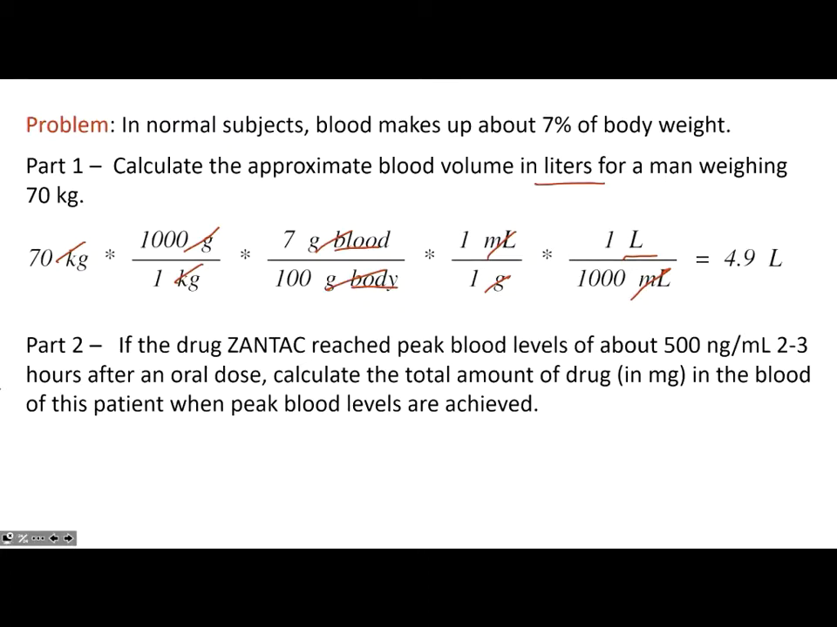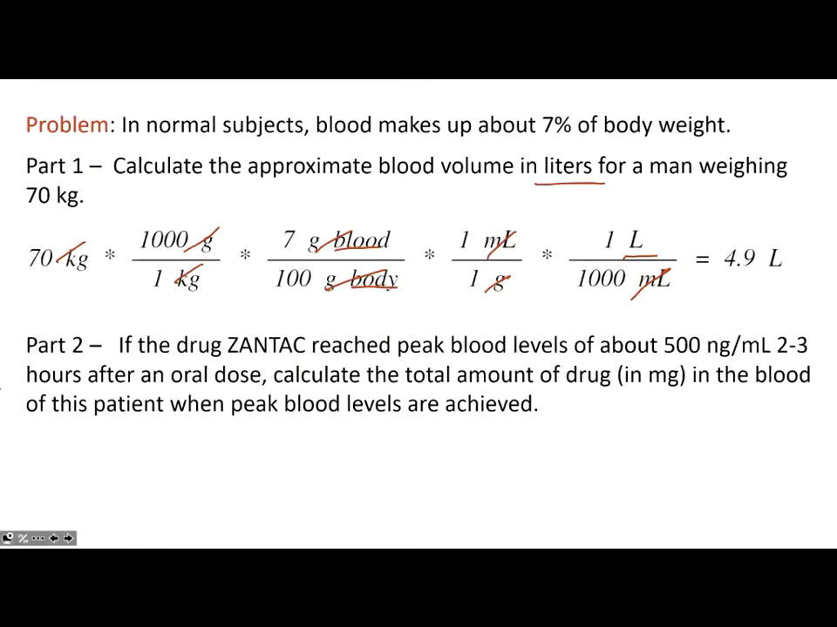All right, the reason we asked that question was that it tells you about on average how much volume of blood most people have in them. That's kind of important because you can use it down below. It says, if the drug Zantac reached peak blood levels of 500 nanograms per mil, 2 to 3 hours after taking an oral dose, calculate the total amount of drug that we gave.